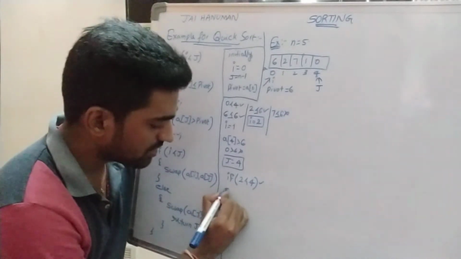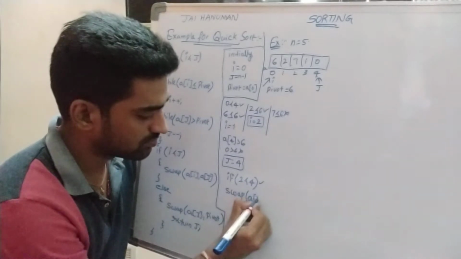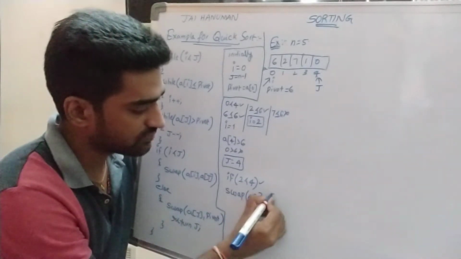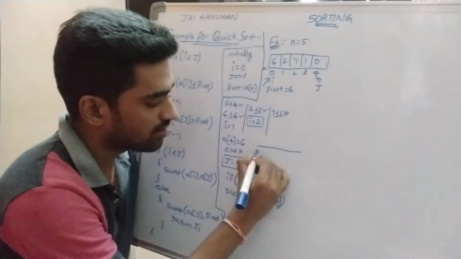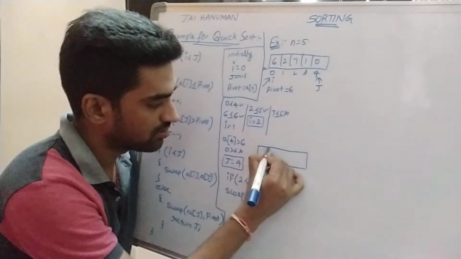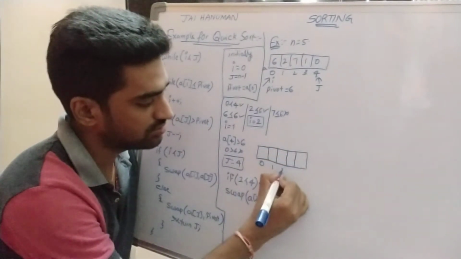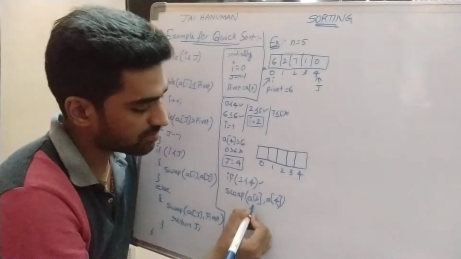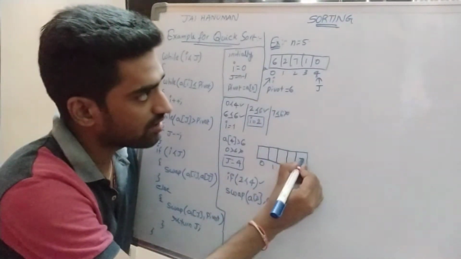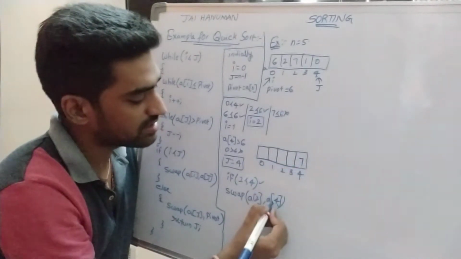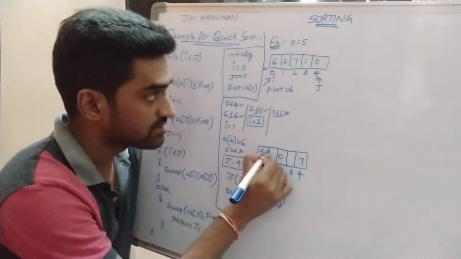Swap A of i, A of j, where A of i is A of 2 and A of j is A of 4. After swapping, the array becomes like this, with indices 0, 1, 2, 3, 4. We swap A of 2 and A of 4. What is A of 2? 7. 7 is placed at the A of 4th position, and 0 is placed at the A of 2nd position, right? The remaining elements are the same: 6, 2.